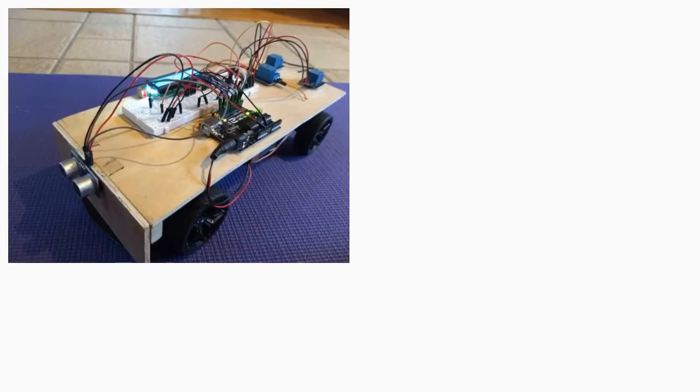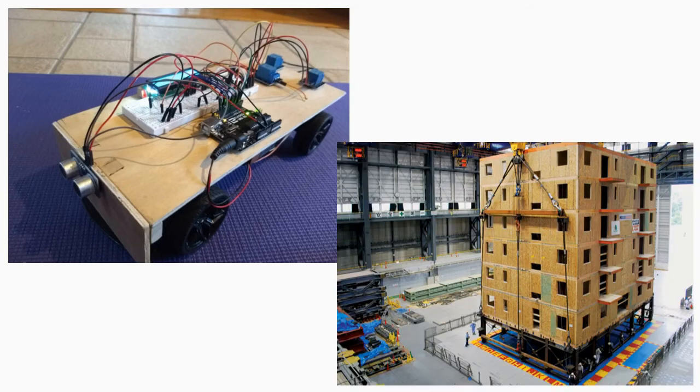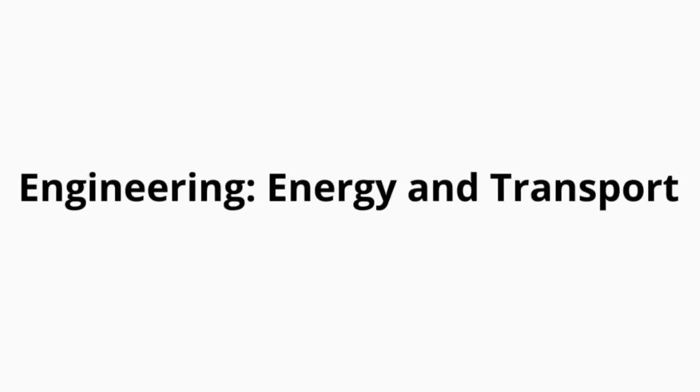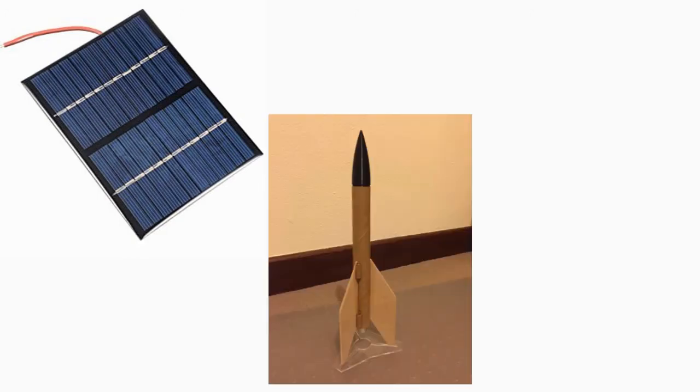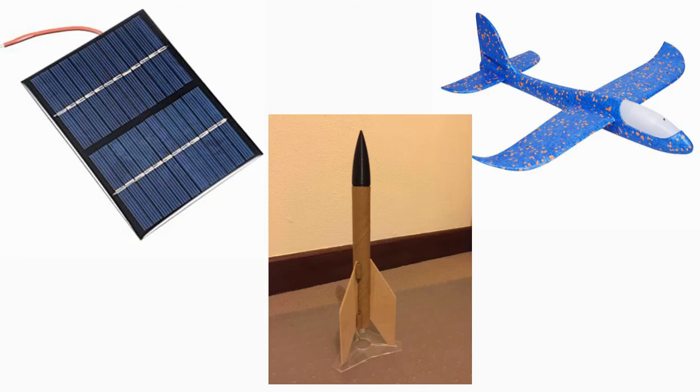An example would be building a remote control car that stops in front of objects, or looking at what minimizes earthquake damage. Next is engineering, energy, and transport. This is engineering solutions related to energy and transport. Some examples would be looking at the effect of different filters on solar energy production, or trying to make a more aerodynamic rocket, plane, or car.